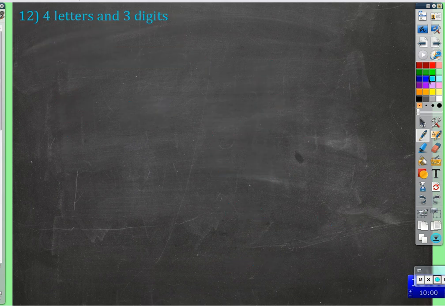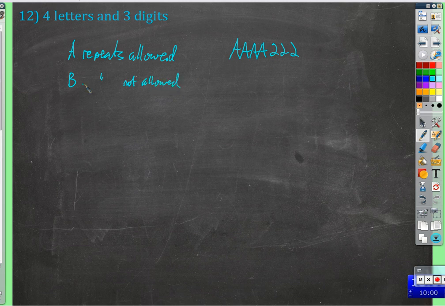We just keep going. Okay, so here we're making a license plate, and we want to choose four letters, and there's two parts to this. Four letters and three digits. Part A is that repeats are allowed. So, for instance, A, and then 2, 2, 2, that's allowed. Part B, repeats are not allowed. So this would not be allowed under condition B.